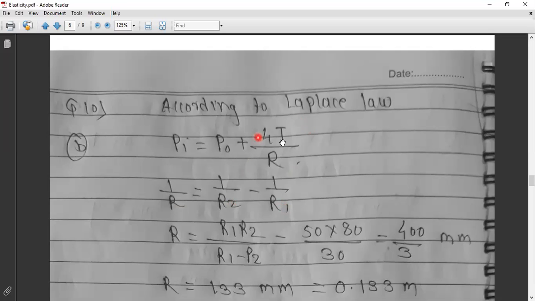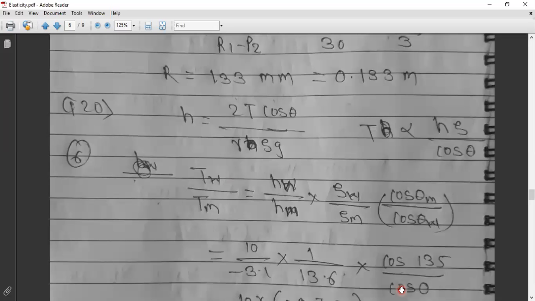This is the equation of the first bubble. Similarly, the equation for the second bubble. Then compare these two equations, we get the equation in terms of radius. So R is equal to, put the value of R1, R2 as well as the difference, we get the radius of this common interface is 0.133 meter. So for the question number 10, the correct option is option number B. Next one, question number 20.